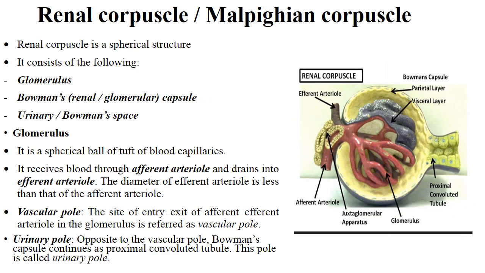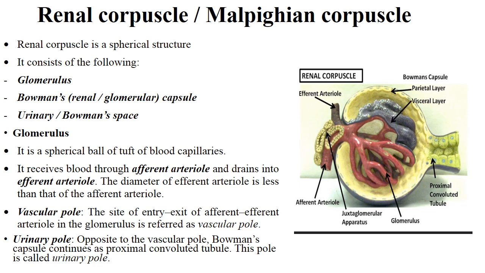Renal corpuscle is a spherical structure. It has glomerulus, that is tuft of blood capillaries. Then the Bowman's capsule is double-layered covering of the glomerulus. The glomerular capsule has two layers and the space between these two layers is known as Bowman's space or urinary space. Glomerulus is spherical ball of tuft of blood capillaries, and as you can see in the diagram, it receives blood from afferent arteriole and drains into efferent arteriole.